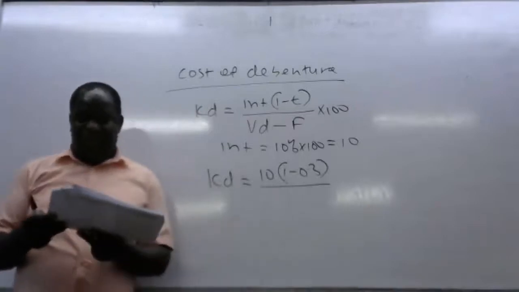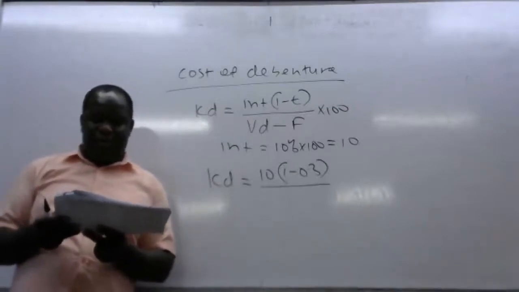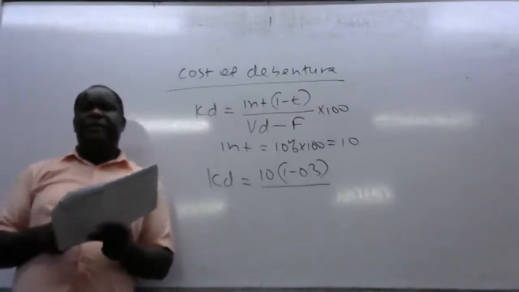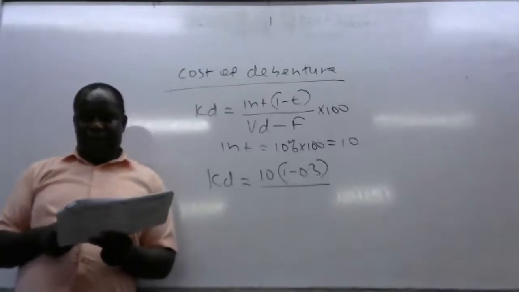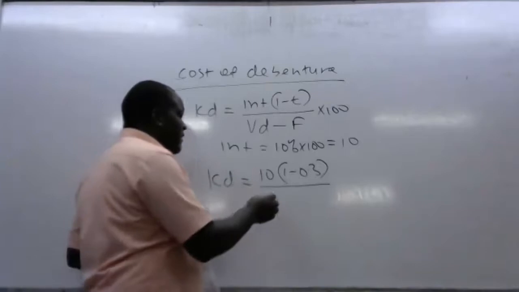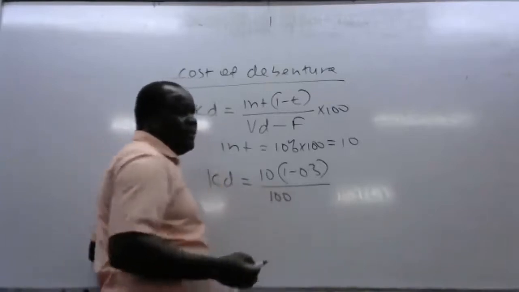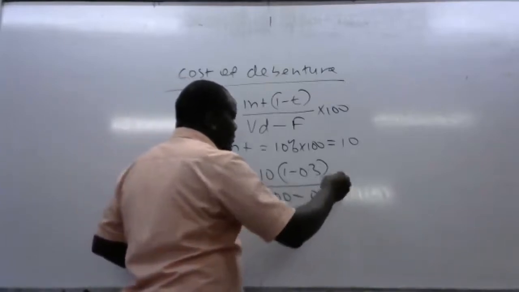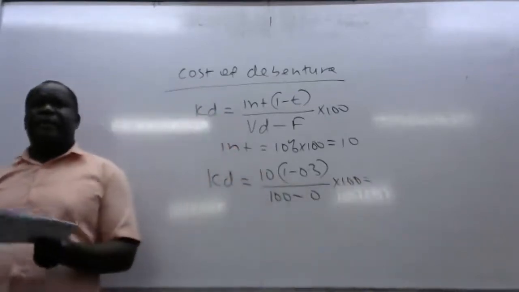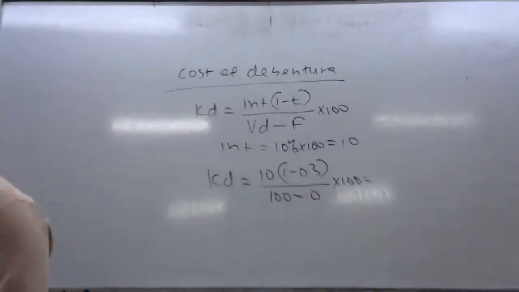Current value of the debenture, we got the note number 8. They said that debentures are considered to be risk-free and they are valued at par. So the par value is the same as the current value, which is 100. There was no flotation cost. Then you express it as a percentage.